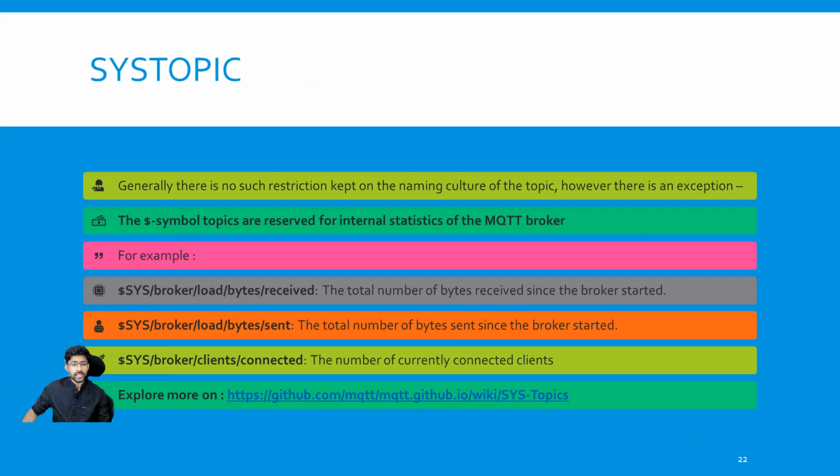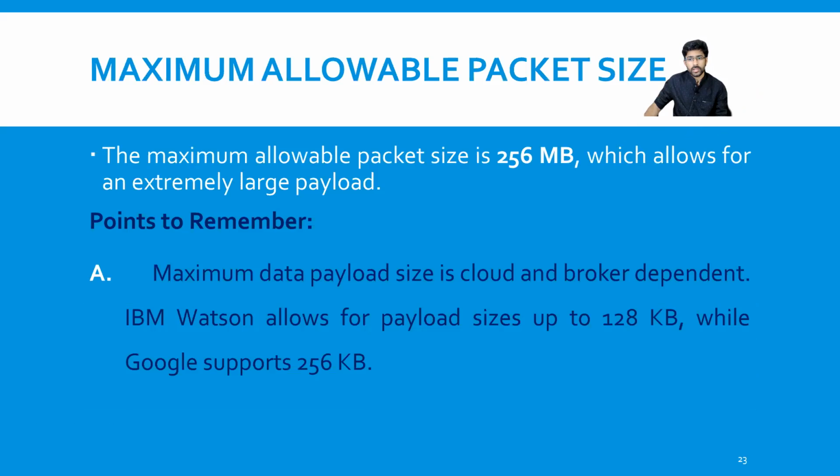So there is a special topic called sys topic that is available in your MQTT, and this is basically used for broker statistics, right? It starts with dollar. Like how many clients are connected to that broker, you can just use dollar sys broker clients connected. So you will get the stats about how many clients are connected with that broker. So sys topics are special topics that are basically used to get the broker statistics.